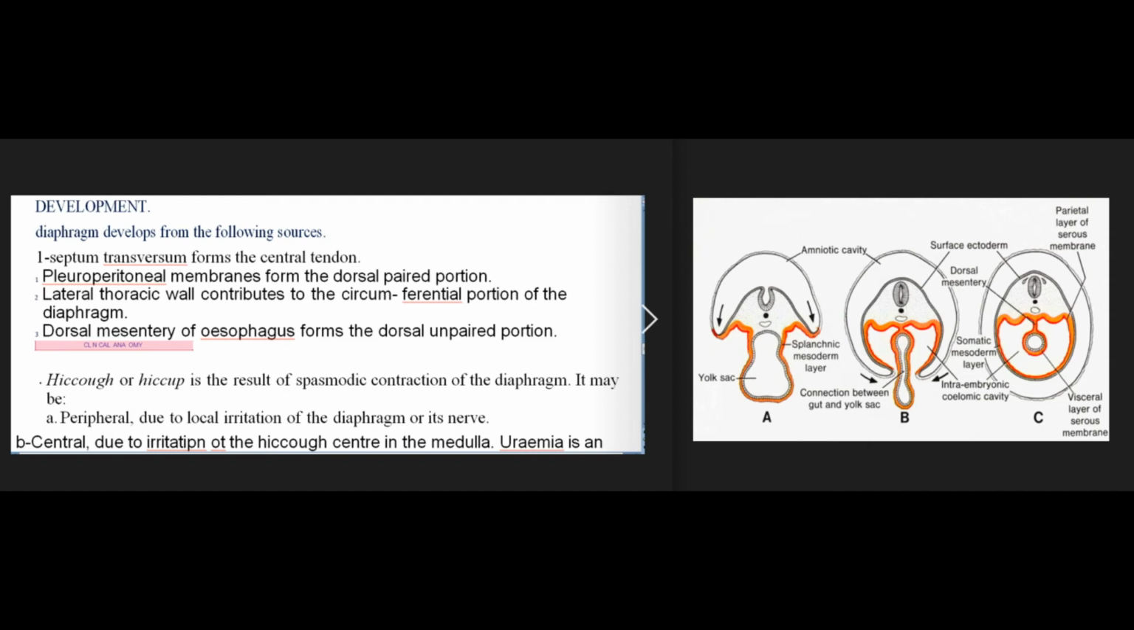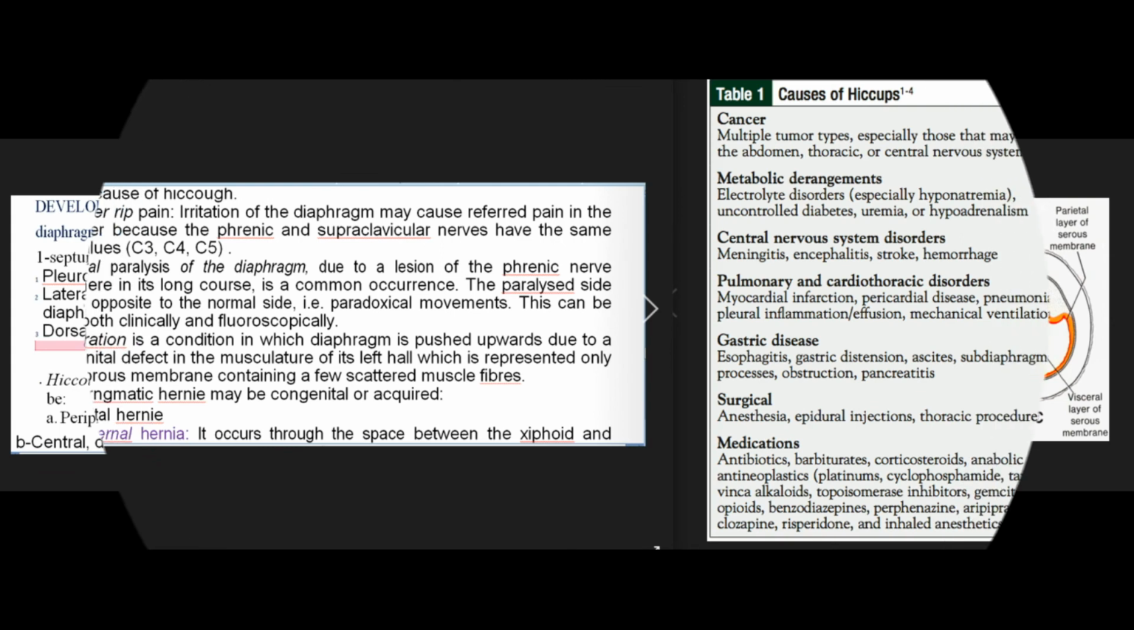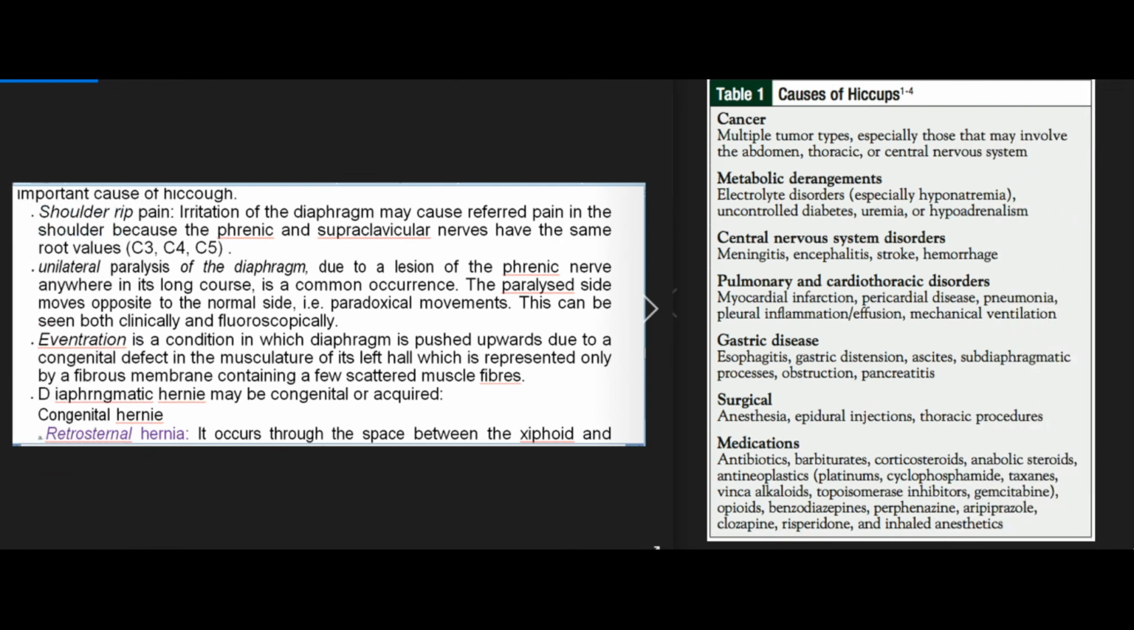It may be, A. Peripheral, due to local irritation of the diaphragm or its nerve. B. Central, due to irritation of the hiccup center in the medulla. Uremia is an important cause of hiccup. Shoulder tip pain: irritation of the diaphragm may cause referred pain in the shoulder because the phrenic and supraclavicular nerves have the same root values, C3, C4, C5.